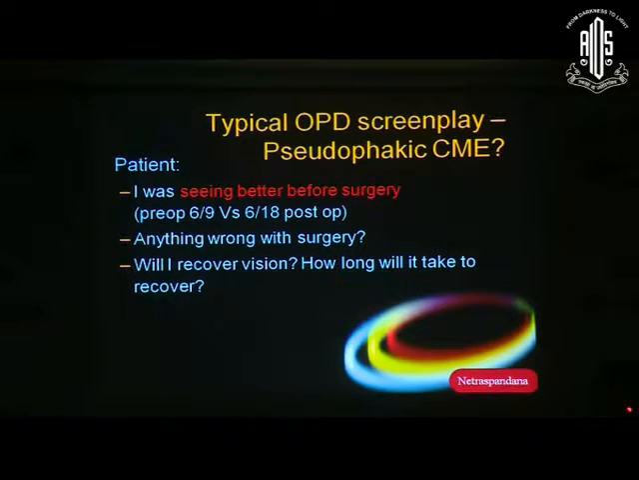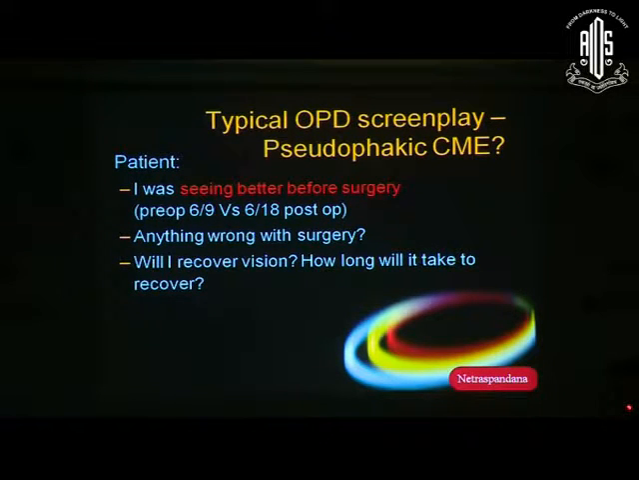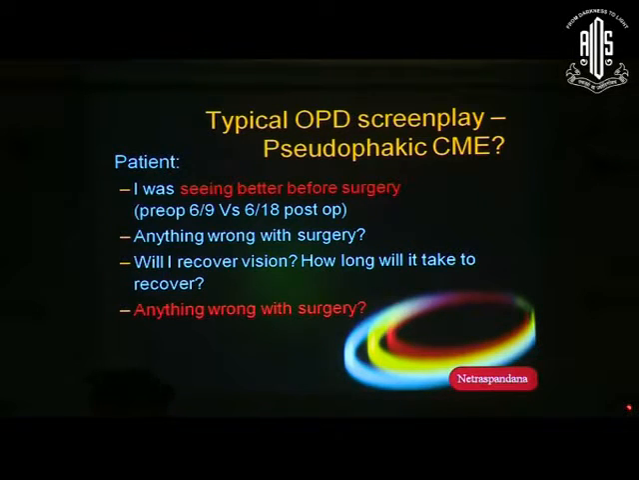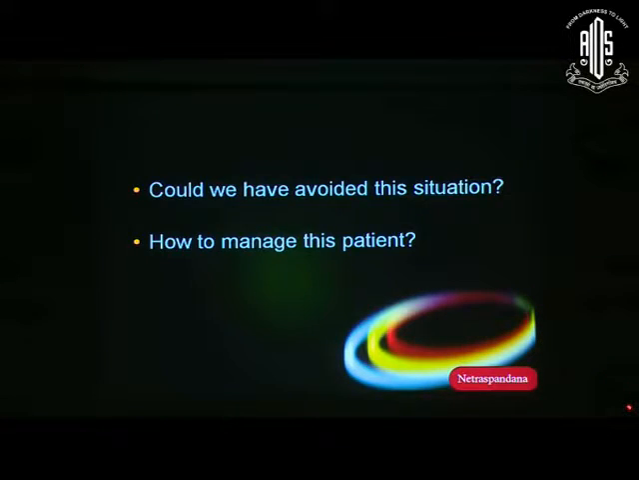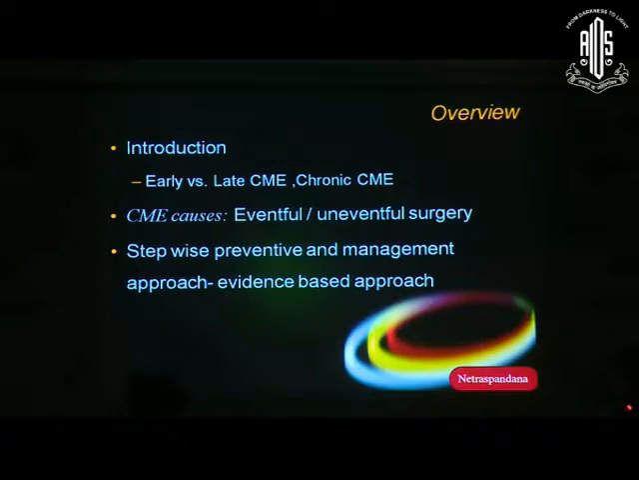He'll complain, I was seeing better before cataract surgery. We operate at 6/9 now. He'll ask you, anything wrong with this surgery? Will I recover vision? How long will it take to recover the vision? And he'll keep asking you this question again and again: anything wrong with the surgery? Could we have avoided this situation, and how to manage this patient? This is the brief overview of what I'll be speaking. We'll look at some of the classifications, then look at the causes, and then have a stepwise and evidence-based approach to its management and prevention.